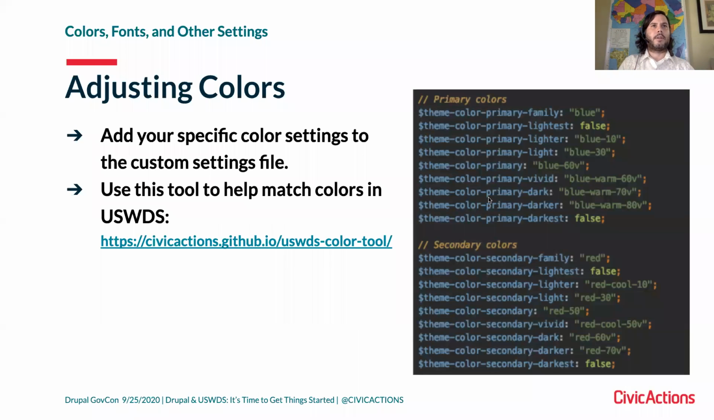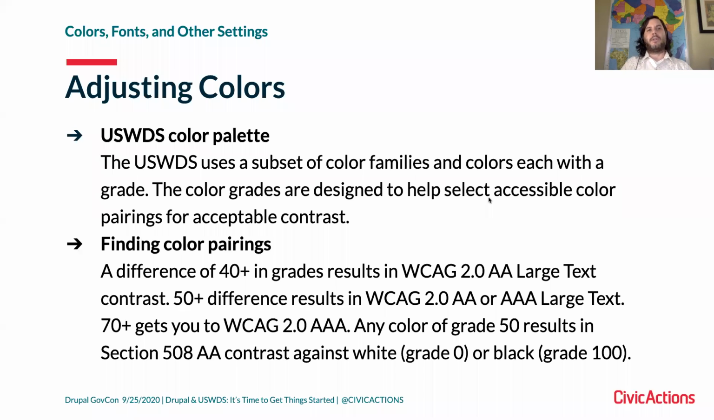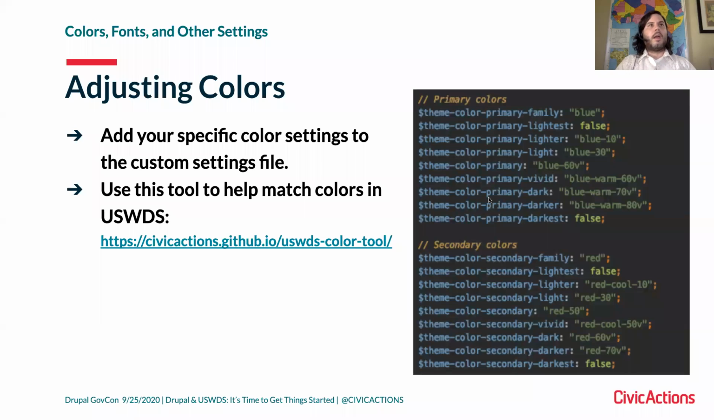70 plus will get you into the AAA, and as a note, any grade that's 50 results in 508 AA contrast against white or black. So against 0 or 100, any of the colors at 50 will automatically get you that 508 AA. So it's a nice way to pick colors based on knowing these different grades and things like that.